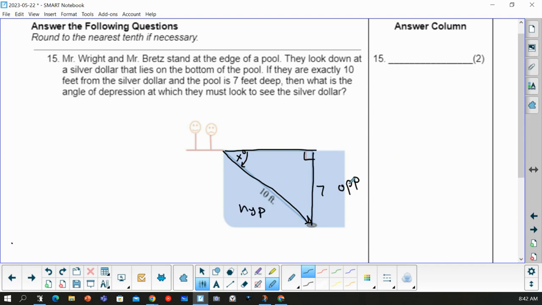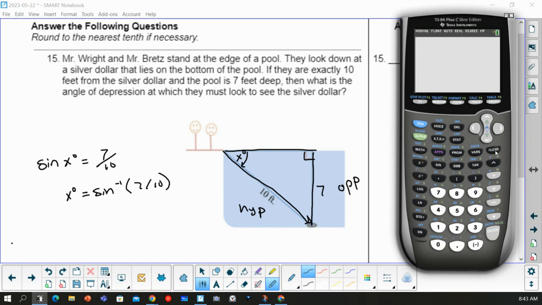So the only one that uses the opposite and the hypotenuse, SOH, opposite and hypotenuse, would be the sine. So we're going to do the sine of that angle equals the opposite over the hypotenuse. And then we're going to use the inverse sine to find this angle. X degrees equals the inverse sine of 7 over 10. And that's what we're going to plug into our calculator.